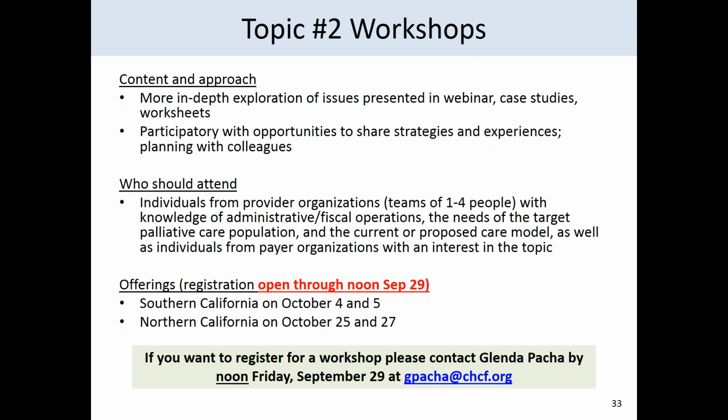The approach will be participatory with opportunities for you to share strategies with the folks who are in the room, and we're aiming for small groups, so no more than 20. And you can have some time to plan with your colleagues if more than one person is coming from a particular organization. In terms of who these workshops are intended for, we're really hoping to pull in individuals from provider organizations, so teams of 1 to 4 people with knowledge of administrative fiscal operations, the needs of the target population, and the current proposed care model, as well as individuals from payer organizations who have an interest in this topic.